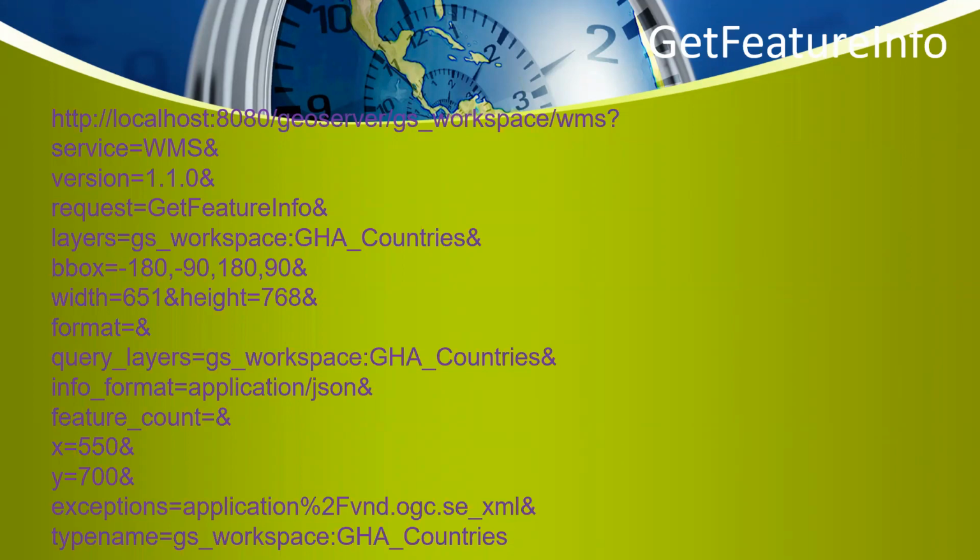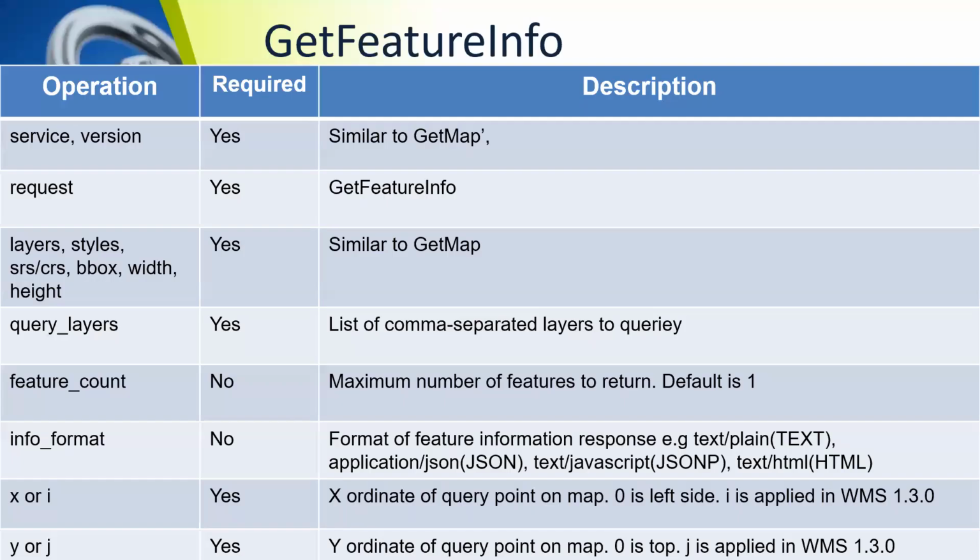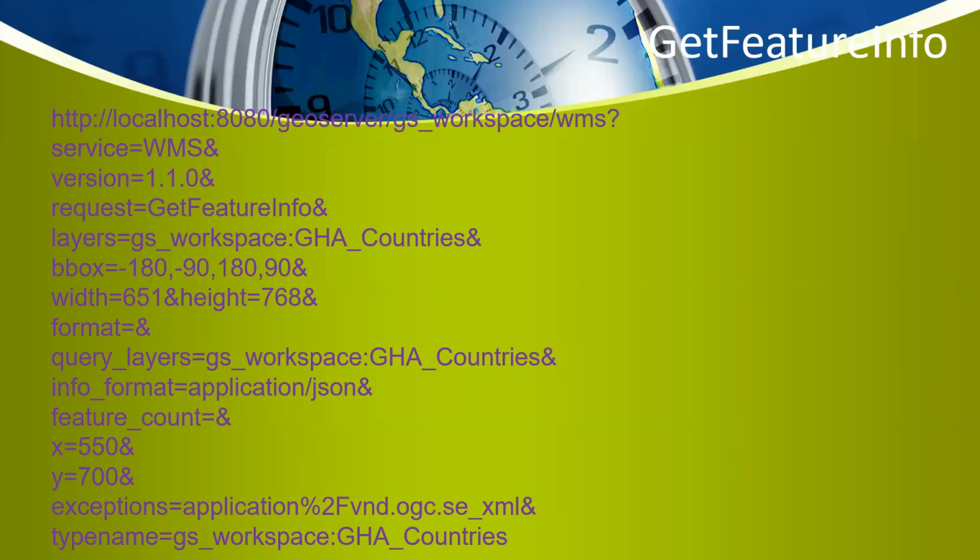Then we have the format. In this case, I have not specified the format. Let me go back and see if there's nothing like format here. It should be info format. Oh yeah, I can see the info format. So the format, I think if you put it in this, the browser will ignore it, okay? Because it is not part of the GetFeatureInfo.